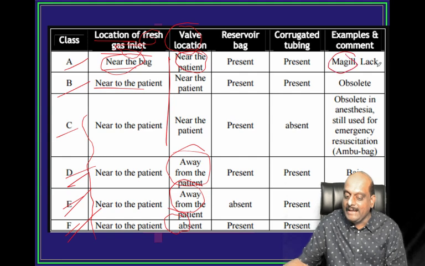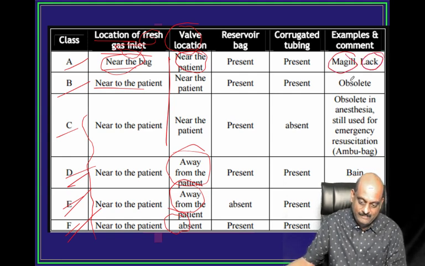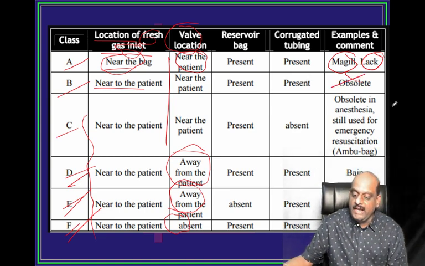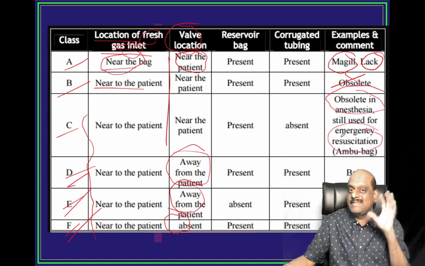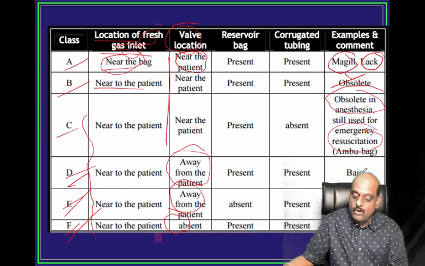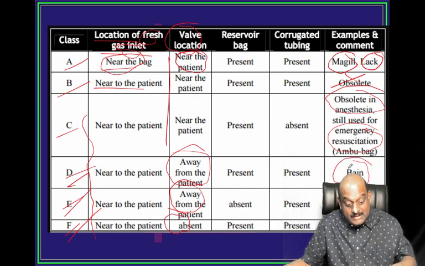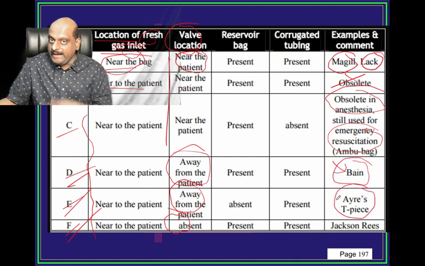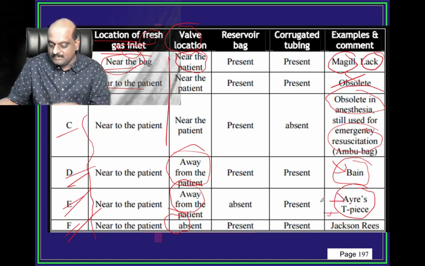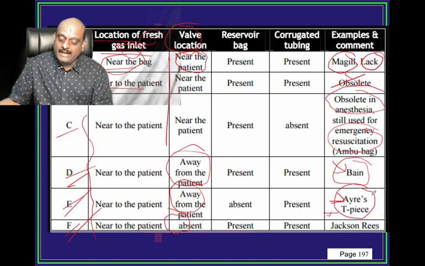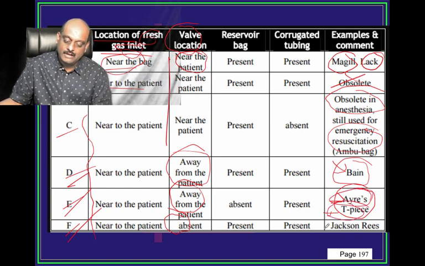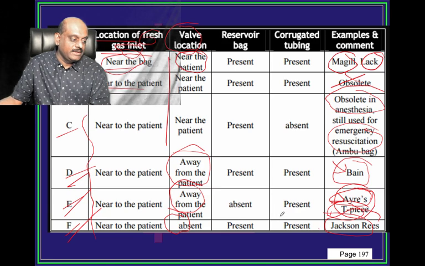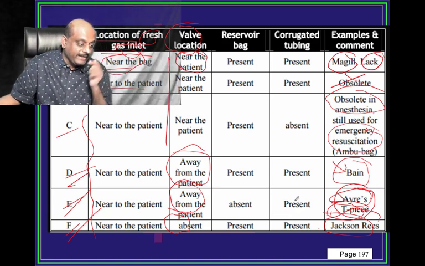A is called Magill, and also Lack. B is obsolete, thank God. B is Britain, Britain is obsolete. C is also obsolete, only for emergency resuscitation, Ambu bag. D is called Bain, Bain circuit. It's called not brain, Bain circuit. E is called Ayre's T-piece. F is called Jackson Rees, is what you need to remember. So that is very, very important.